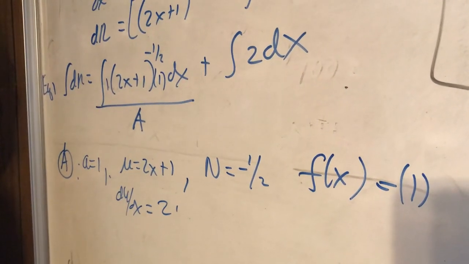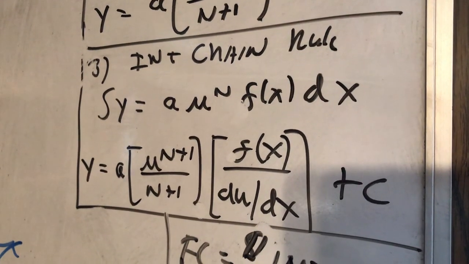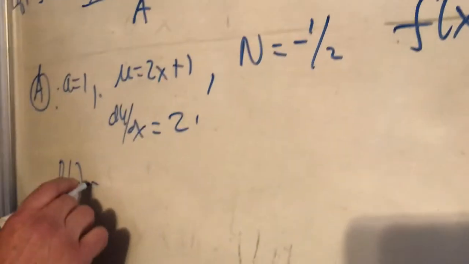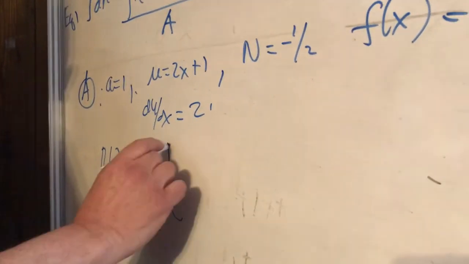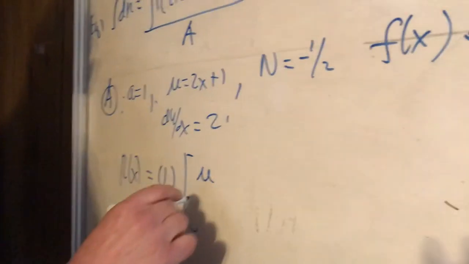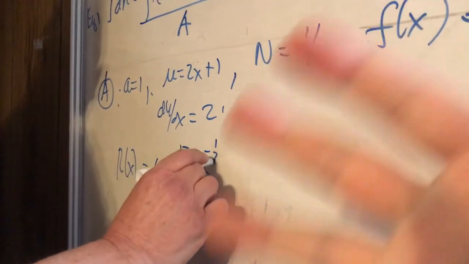Substituting in rule 3, we get that r of x equals a, which is 1, u to the n plus 1, which is the power minus 1/2.